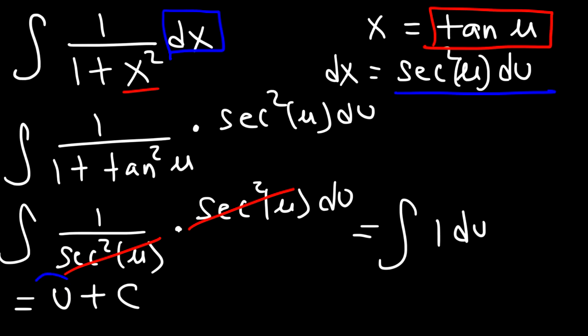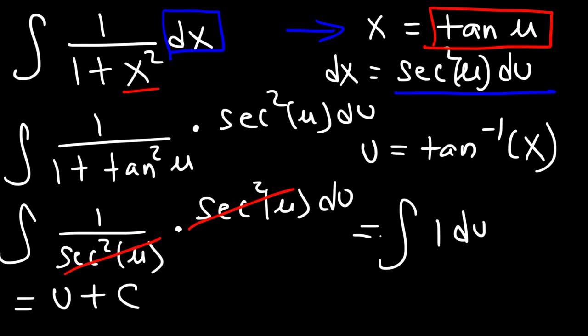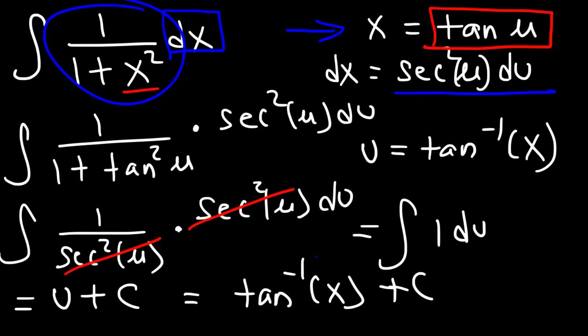So what can we replace u with? Now let's focus on this expression. If x is equal to tangent u, what does u equal to? So u is going to be the inverse tangent, or the arctangent of x. So our final answer is going to be arctangent of x plus c. So this is the integral of 1 over 1 plus x squared. This is the final answer.